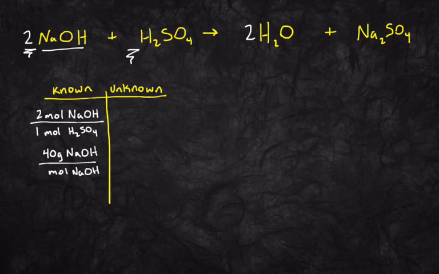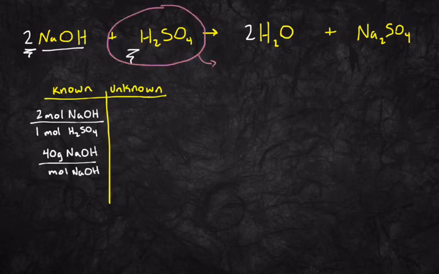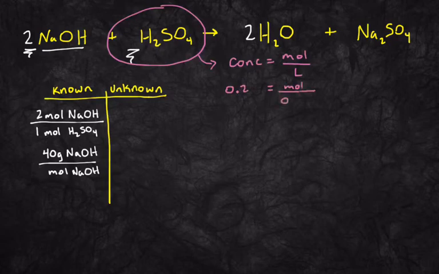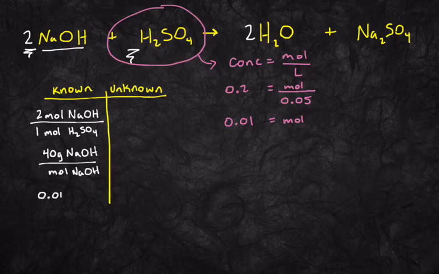All right, so you gave some information in the original question. You said that we have 50 milliliters of 0.2 molar H2SO4. So we have to figure out how many moles that is. We know that concentration is equal to moles over liters. The concentration was 0.2 molar, and the volume was 50 milliliters or 0.05 liters. If we solve for moles, we get 0.01 moles of H2SO4 is how much we have. Let's write that down in our known table.